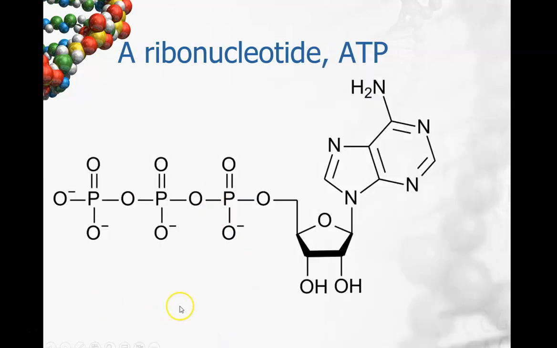And if we have 3 phosphates, we have a ribonucleotide, ATP, adenosine triphosphate, and we'll have 2 phosphoanhydride bonds. So we have 2 phosphoanhydride bonds between the phosphate groups.